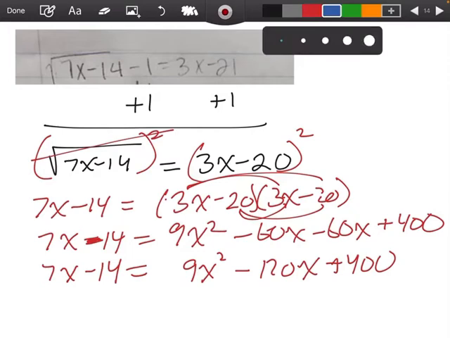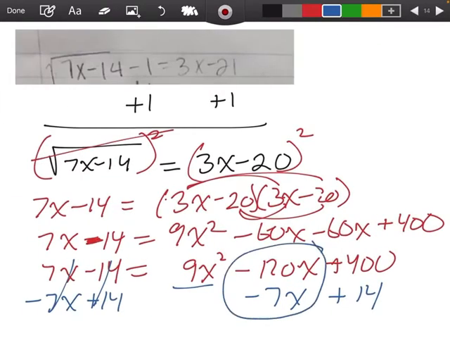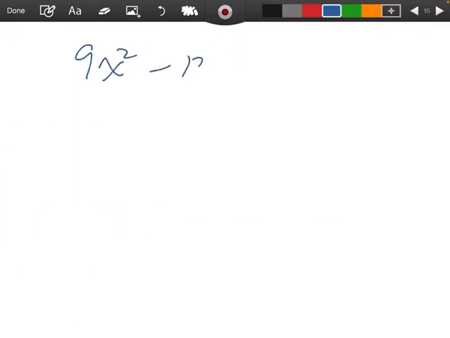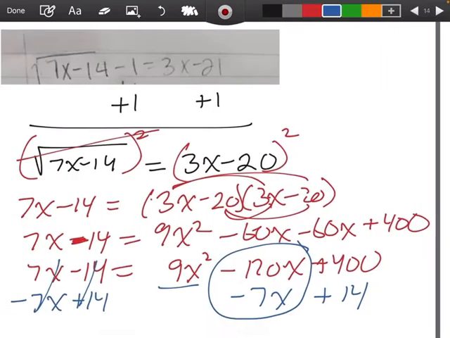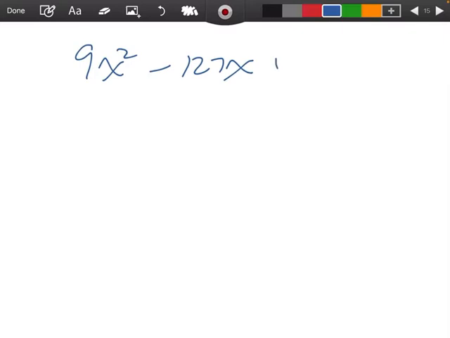And so now what we're going to do is subtract 7x and add 14. So subtract 7x and add 14. And so these here will cancel. And so I'm going to have 9x squared. And then since these are both negative, that's going to give me a negative 127x. Then 414, right?